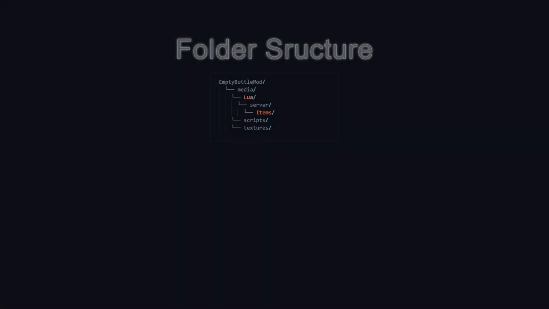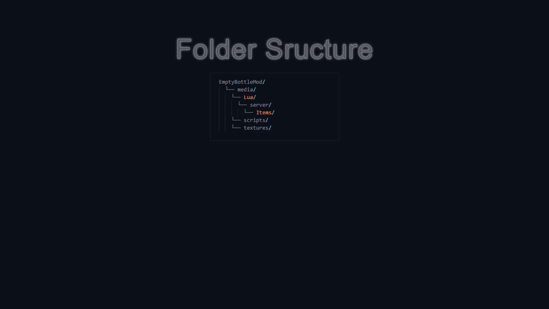Welcome back, survivors. Now that we have our Visual Studio Code set up and ready, it's time to set up our project's folder structure and files that we will need for our mods. Let's dive in. First, let's set up the folder structure for our mod, which should look something like this.